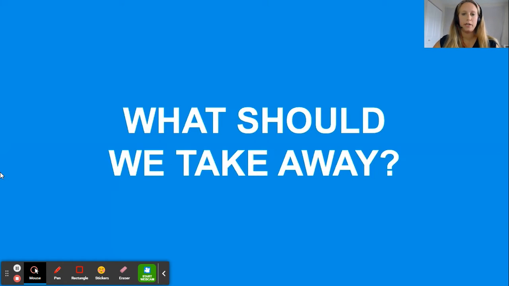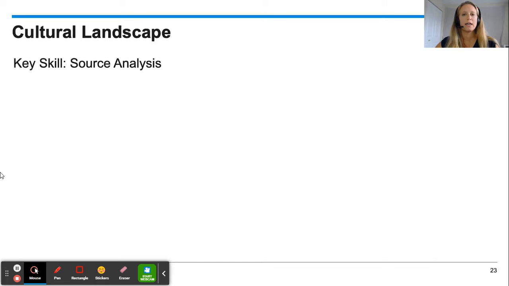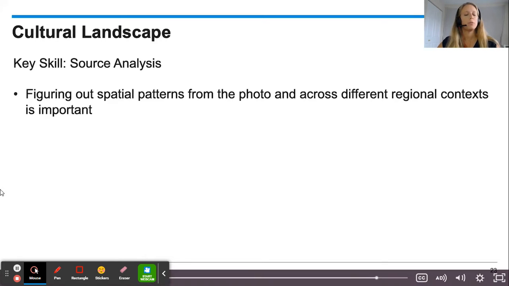So what's important to take away here? For sure, that skill is extremely important. You need to be able to look at a photo and analyze different cultural, economic, and natural elements and explain why it's important. So part of why it's important is being able to figure out those spatial patterns of how people move and compare different regions around the world.